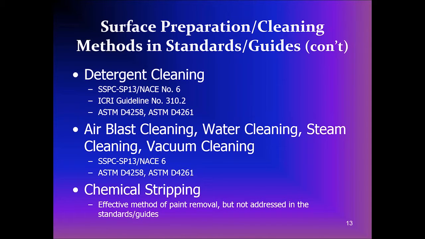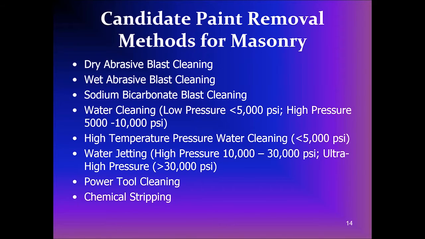Chemical stripping. This is an effective method of paint removal, but it's not addressed in any of the standards or guides mentioned above. So here are the methods I'm going to briefly discuss: dry blasting, wet blasting, sodium bicarb blasting, which is kind of a variation of wet blasting, water cleaning, low pressure and high pressure, both being below 10,000 psi, high temperature pressure water cleaning. Now we're adding a temperature to the water, elevated temperature, and that's less than 5,000 psi. Water jetting, which is as high as 30,000 psi or more, power tool cleaning, and chemical stripping.